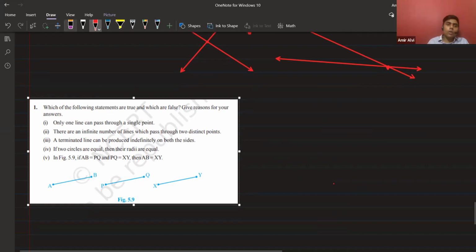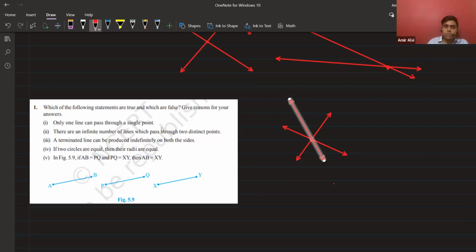Simrat, I told you that using one point, how many lines can be there? Infinite lines can be there. Infinite, very good. You can pass an infinite number of lines through this point. You can see that infinite lines will be there. So this is false.